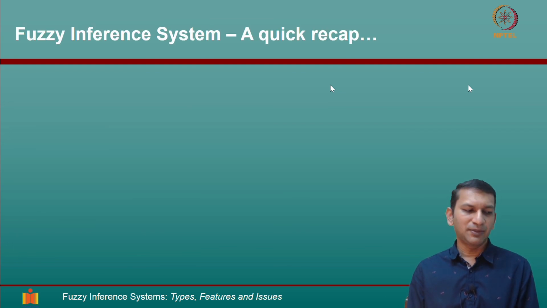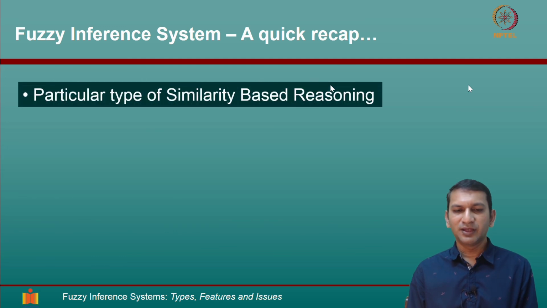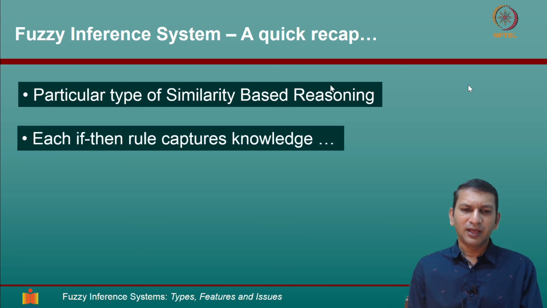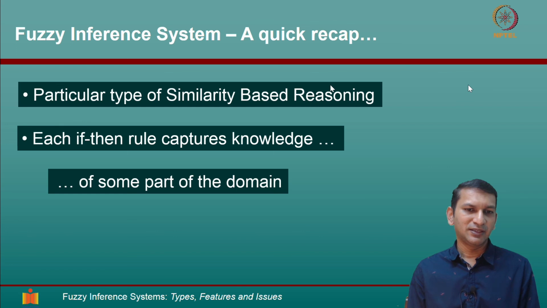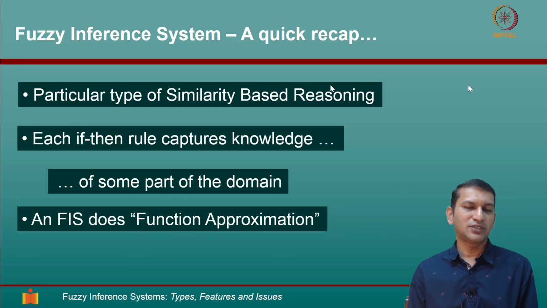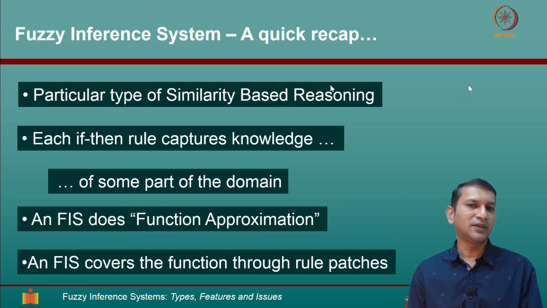Well, a quick recap of what we have discussed in this lecture so far. We looked at a particular type of similarity based reasoning only visually. We will look into the operations in the next lecture. We know that each of the if-then rules captures knowledge of some part of the domain. We know that an FIS does function approximation, and it does that by covering the function through rule patches. We will keep referring to this, and this idea will also allow us to present many perspectives on the inference system itself, and especially about the fuzzy if-then rules.